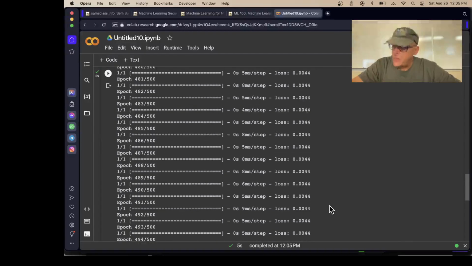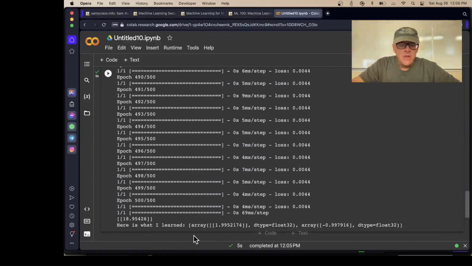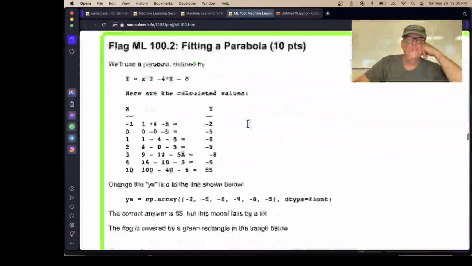It can't fit so perfectly because there's noise, but still, it's pretty good. 18.9 is the prediction, and the parameters are 1.99 and minus 0.99, so it's able to tolerate some random noise and still fit a line through it pretty well.